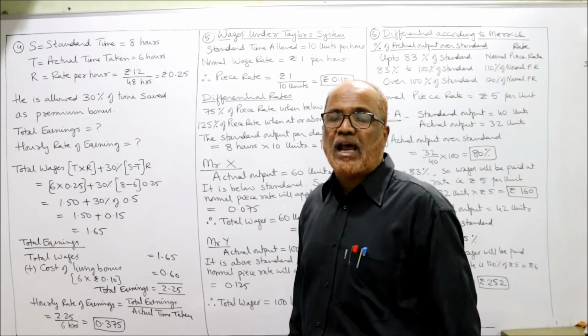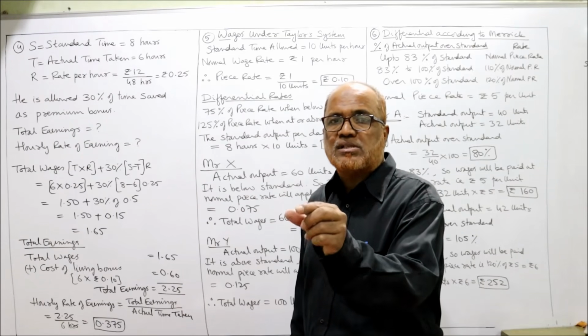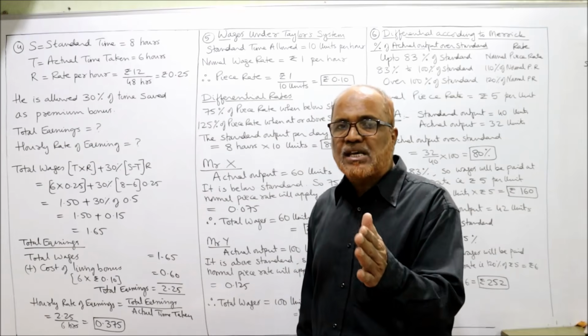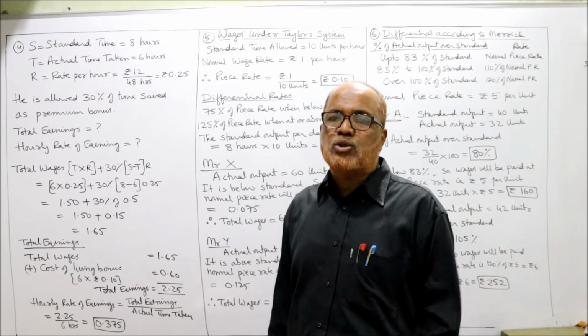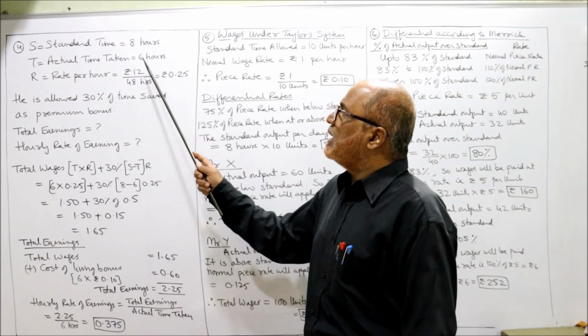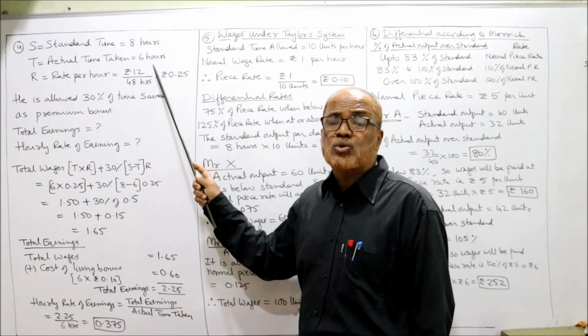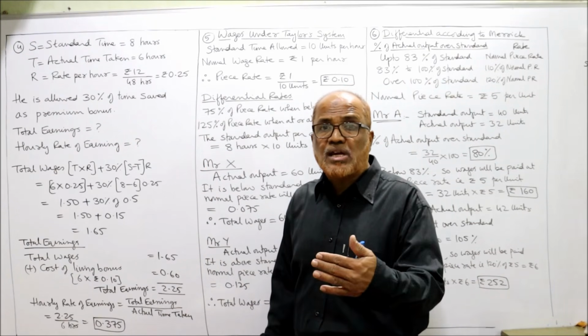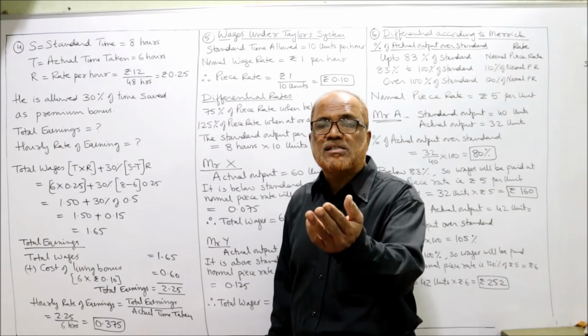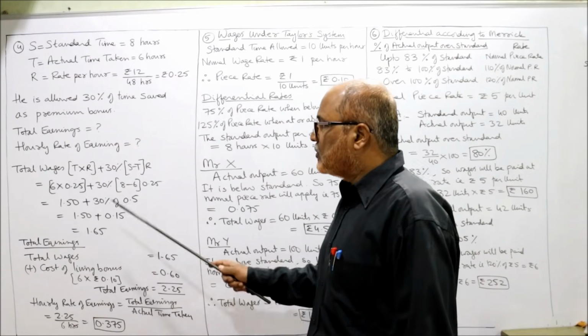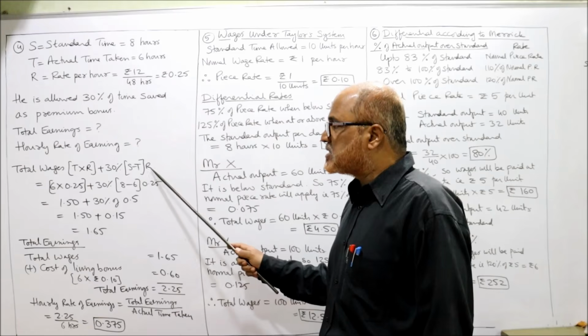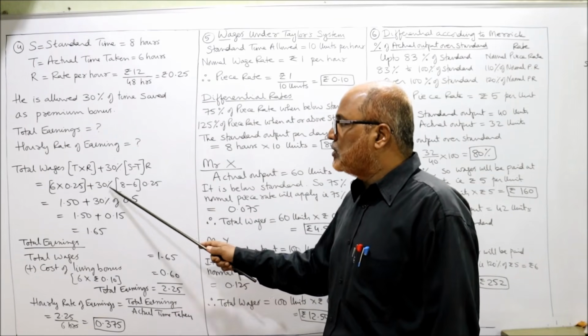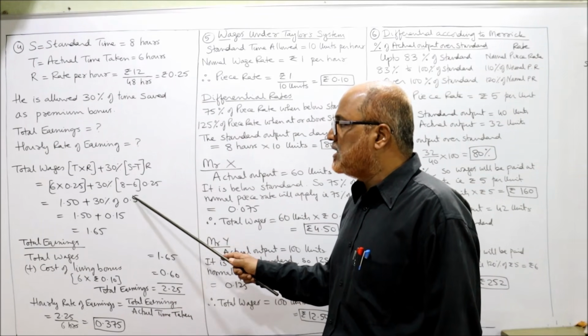Plus bonus is allowed at the rate of 30% of time saved. Time saved means standard time minus actual time. The standard time allowed is 8 hours. Actual time taken is 6 hours. So how much time he has saved? 8 minus 6, 2 hours he has saved. So S, 30% of S minus T into R rate per hour. So 30% of 8 minus 6 is 2.